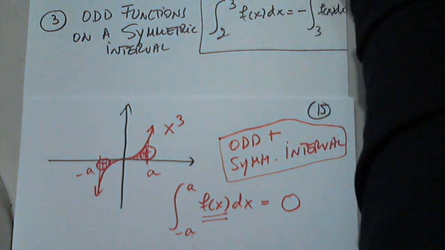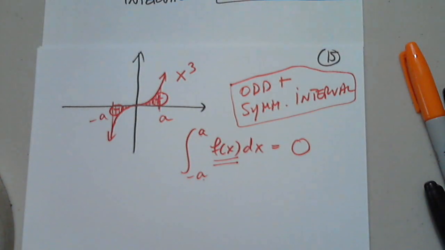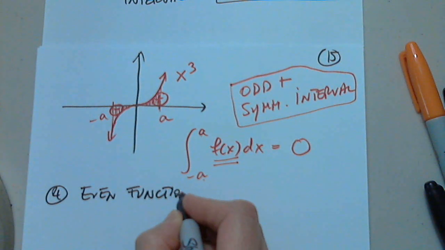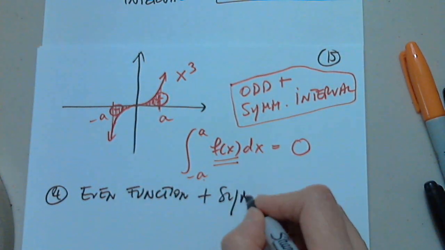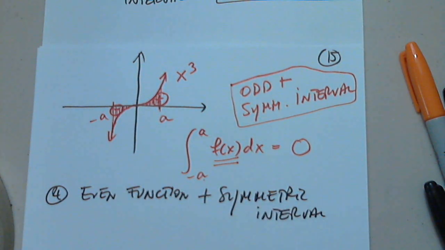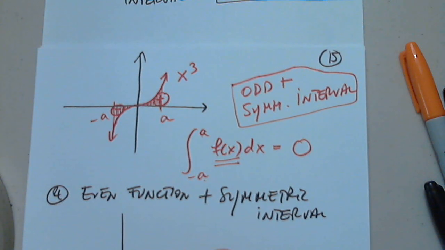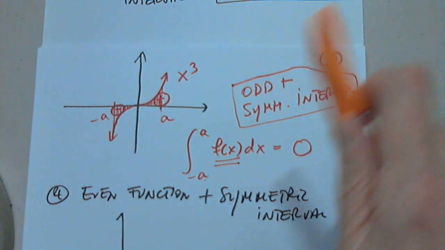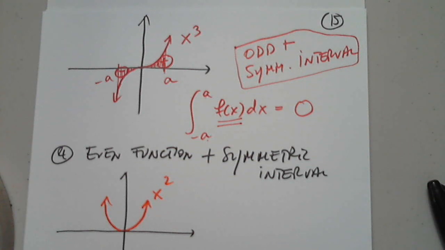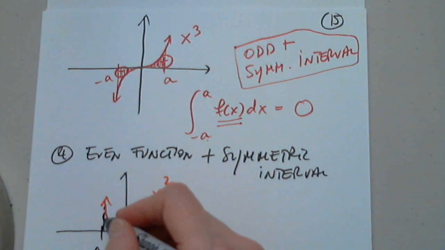Perfect. So the property number 4, even function plus symmetric interval. Okay, let's take a look at this. Here's an even function like x squared. X squared is an even function, symmetric with respect to the y-axis. And I'm going to say negative a to a. It has to be a symmetric interval.